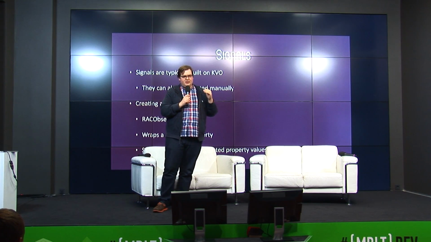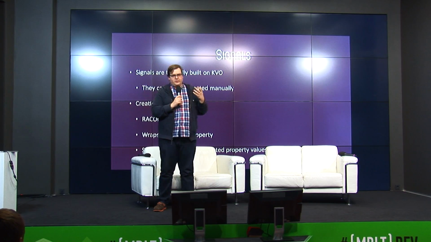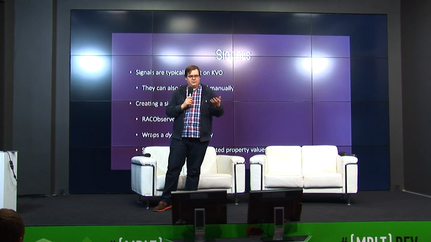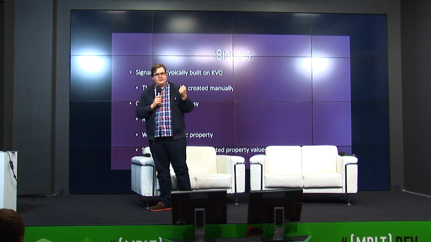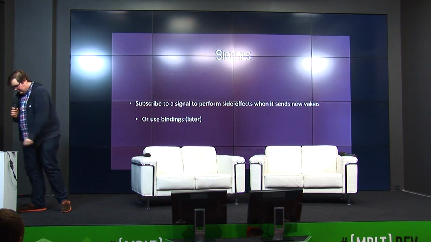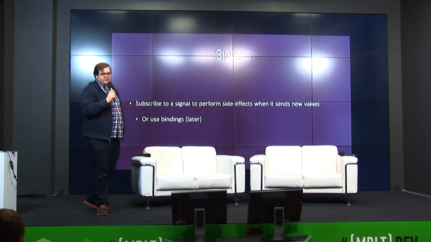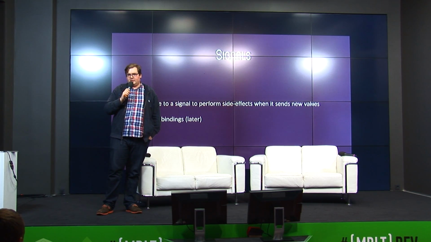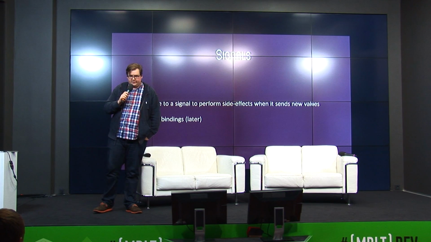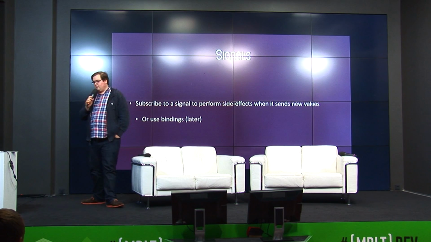So instead of setting up a callback block to say, basically, when this value changes, execute this code, I can create a signal out of that. So when the value changes, the signal sends a new value. And then we can do things with that. So what can we do? Well, you can subscribe to a signal in order to produce some side effects. So if something changes and you want to execute some code, you can do that, just like KVO. But you can also use bindings, which we'll get into in a little bit. And bindings are really important.